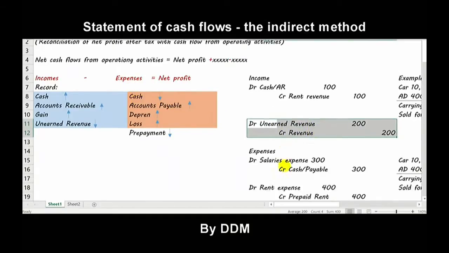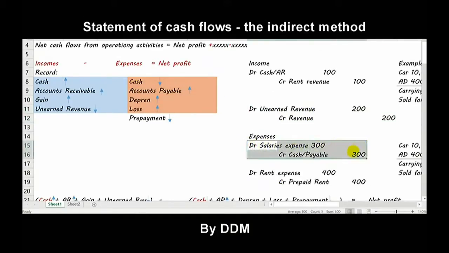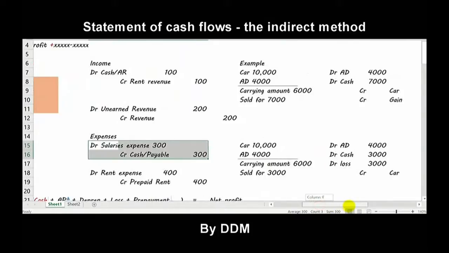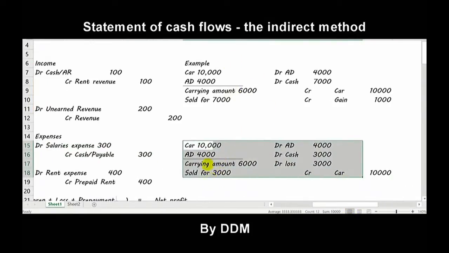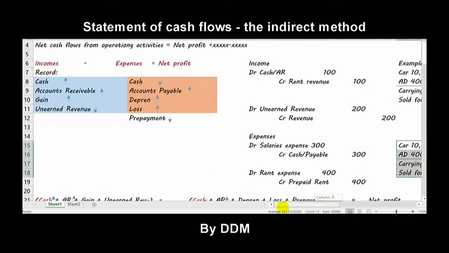Expenses, likewise, when expenses are incurred, for example, salaries expenses, we credit cash or we credit salaries payable. That means cash reduced and salaries payable increased. Depreciation is also a type of expense. Loss is also a type of expense, and I also give an example about loss making. For example, in a similar scenario here, the carrying amount of a car is still $6,000, but we only sold it for $3,000. That means we made a loss of $3,000.